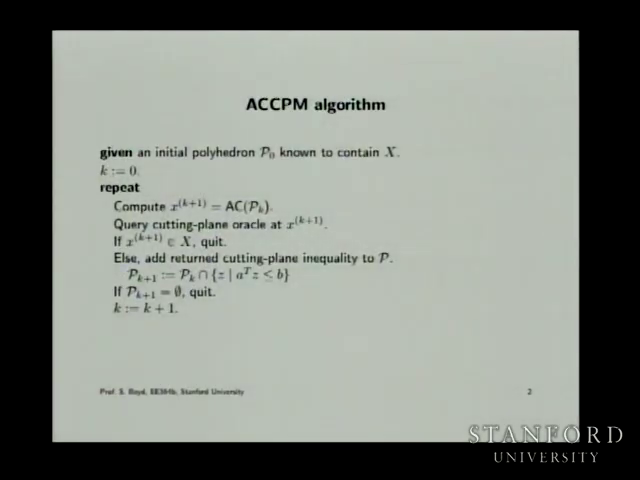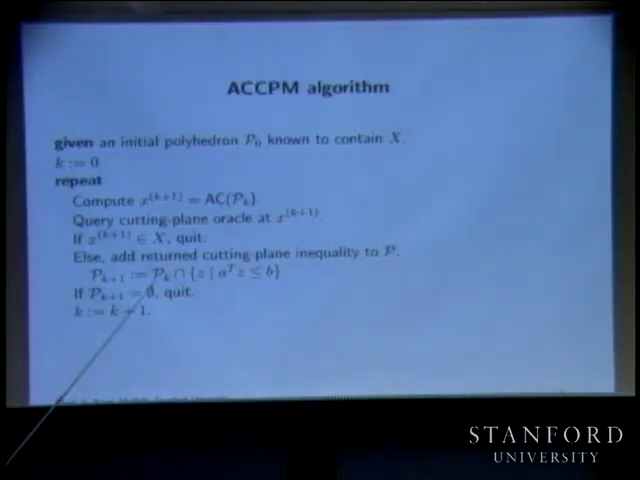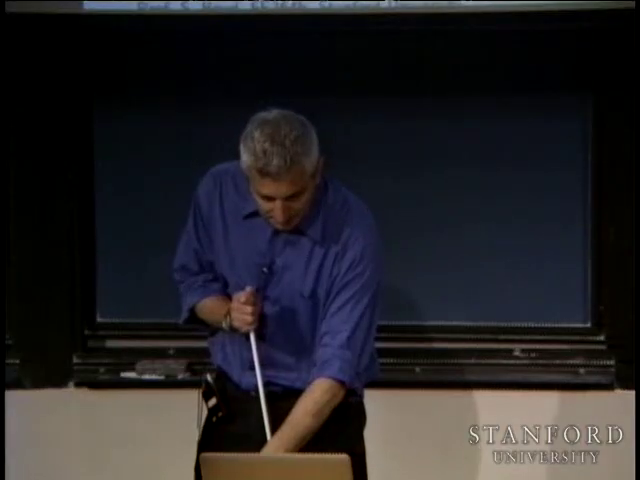And so here's the ACCPM algorithm. You start with a polyhedron. By the way, it doesn't have to be even a polyhedron, but it doesn't matter. You start with a polyhedron known to contain the target set. Then you calculate the analytic center. You query the cutting plane oracle. The cutting plane oracle can tell you that you're done, in which case you quit. Otherwise, it returns a cutting plane inequality. That is appended to P, the description of P. Now, if this polyhedron is empty, then you can announce that capital X, the target set, is empty and quit. Otherwise, you increment K and repeat. So that's ACCPM.